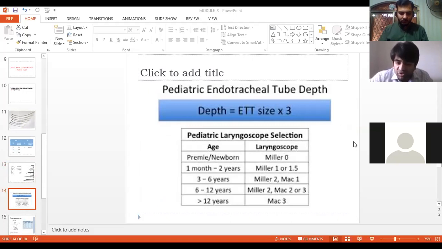So we use a straight blade of size zero for the intubation of a child up to 1 month, and from 1 month to 2 years we can use Miller 1 or Mac 1.5, Miller 1 or 1.5. And the depth of insertion will be calculated by multiplying the size of the endotracheal tube by 3.